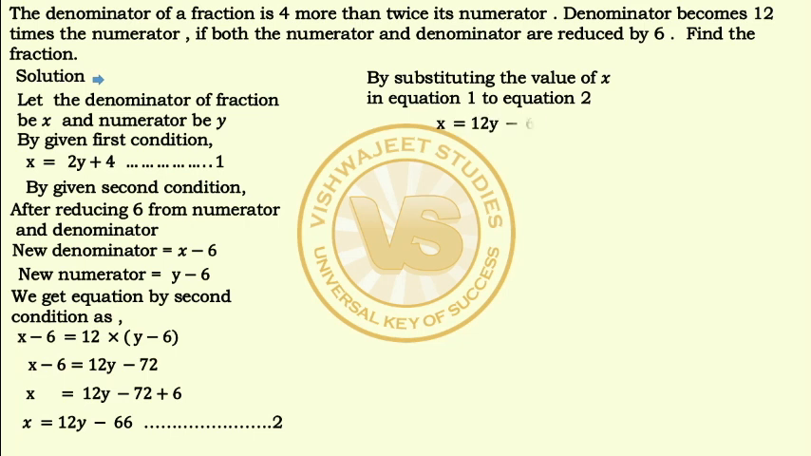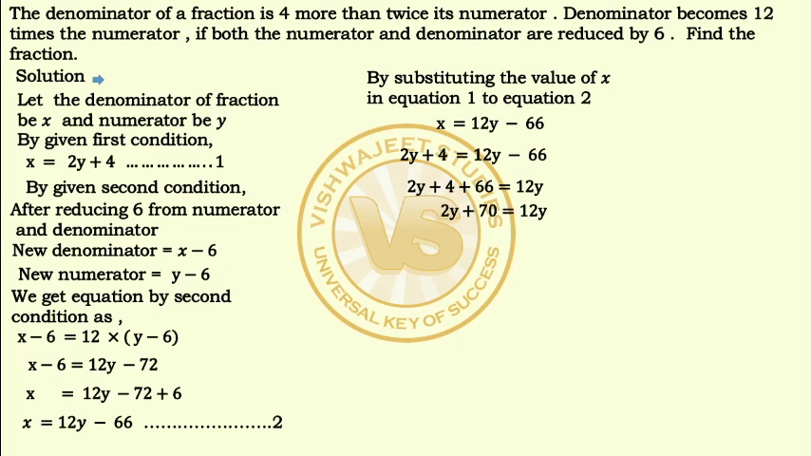Our equation number 2 is x is equal to 12y minus 66. By putting the value of x as 2y plus 4, we get the equation 2y plus 4 is equal to 12y minus 66. Minus 66, which is on the right hand side of the equal sign, when it goes to the left hand side, will become positive. Therefore, write 2y plus 4 plus 66 is equal to 12y.